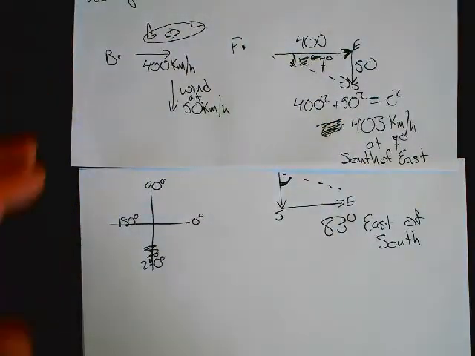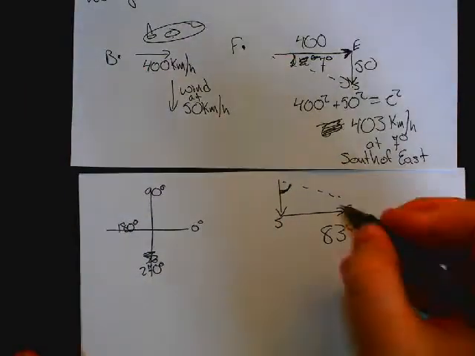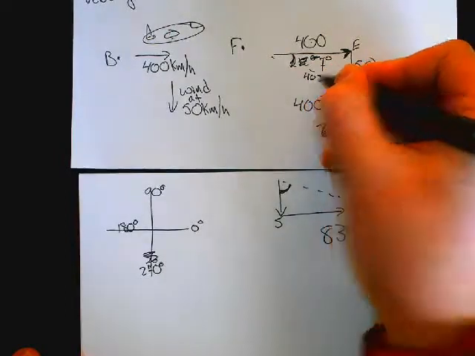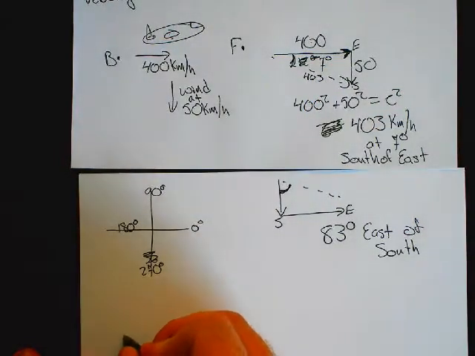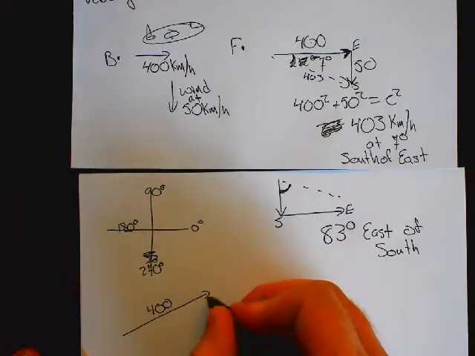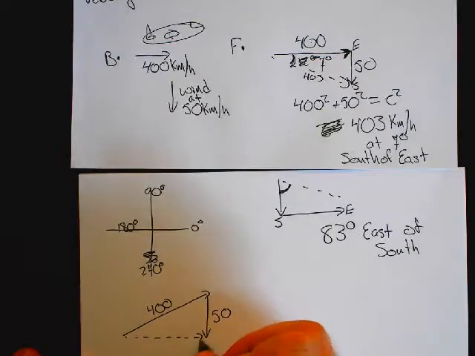Would it be 7 degrees? And here we had this as 400, this is 50, this is 403. So what I'm hearing is reconstruct a triangle looking like this. 400, 50, and this will be my path, correct?